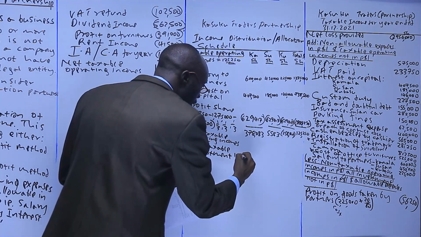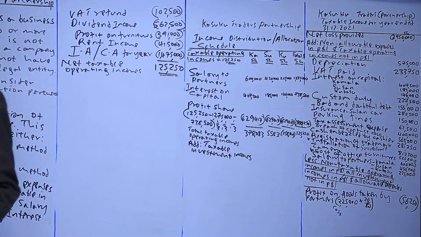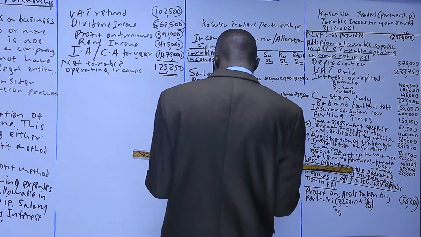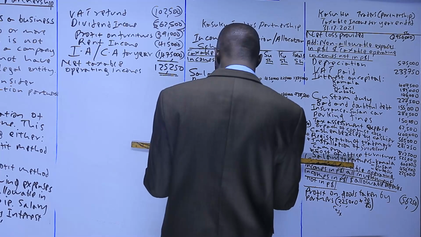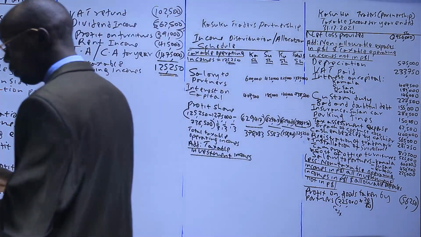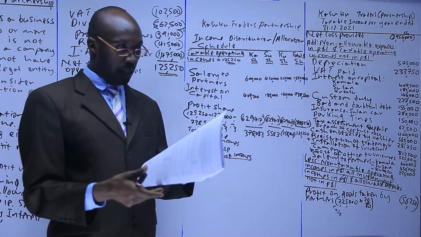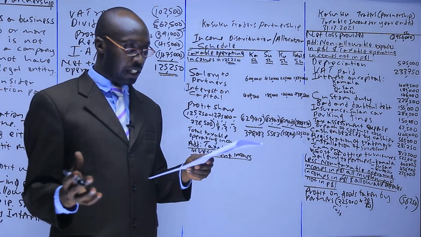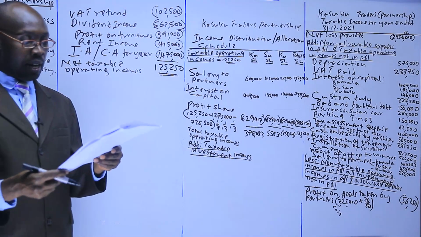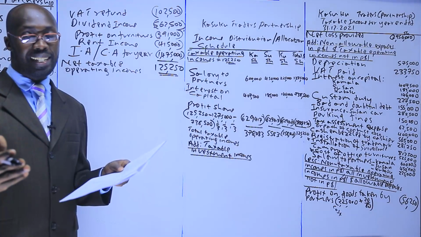Taxable investment incomes. So for the taxable investment incomes, we need to go to the question, especially the income statement, determine if we had an investment income, and then check if it is taxable. The first investment income in the income statement is the dividend income, which we are told is net.